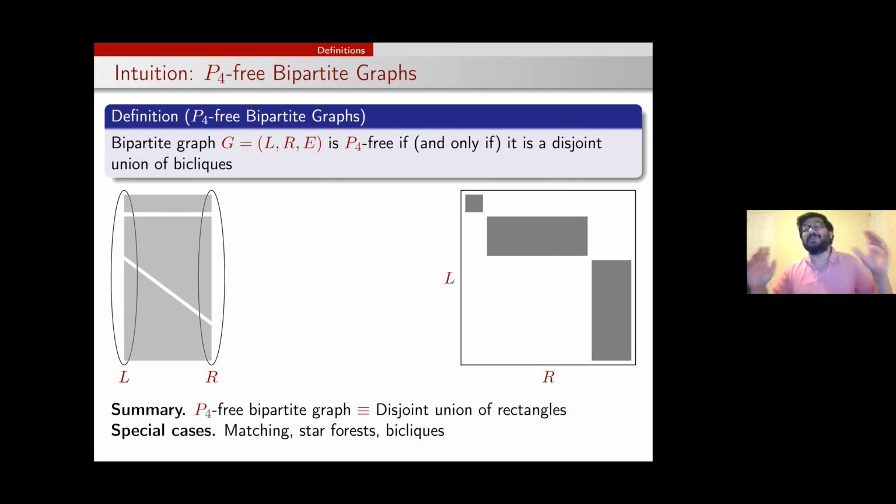So yes, I want to say that we want to carry over this image of a P4-free graph being a disjoint union of rectangles.